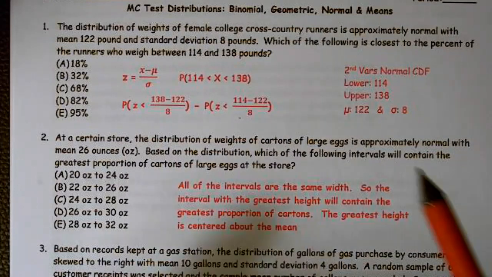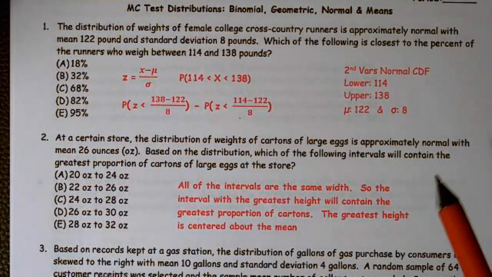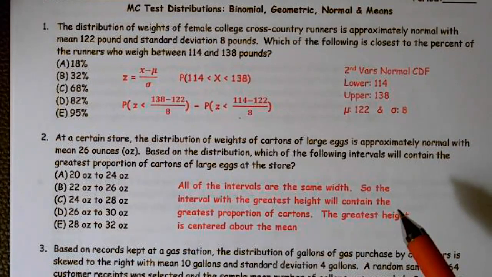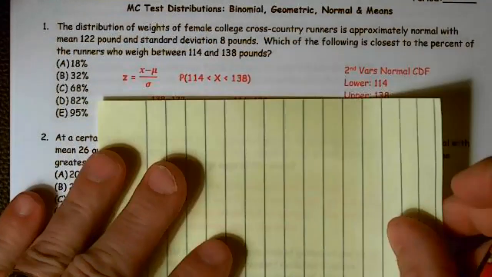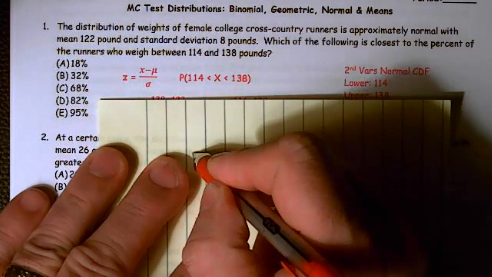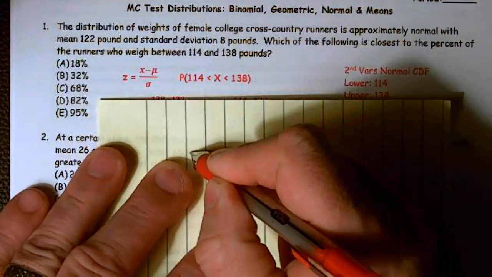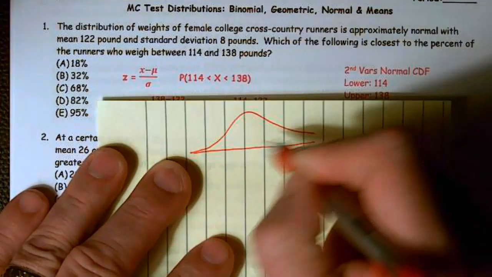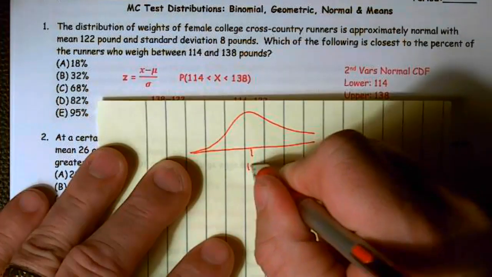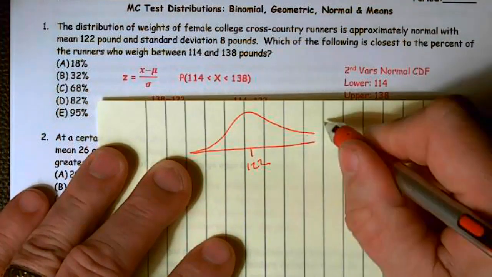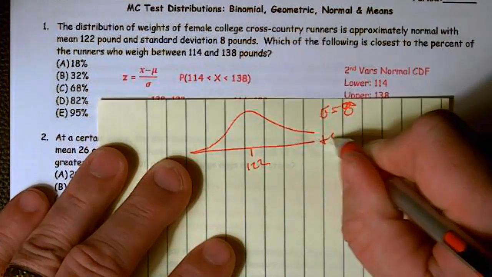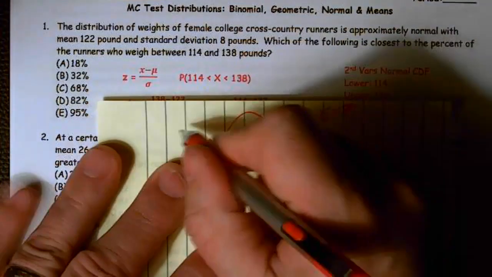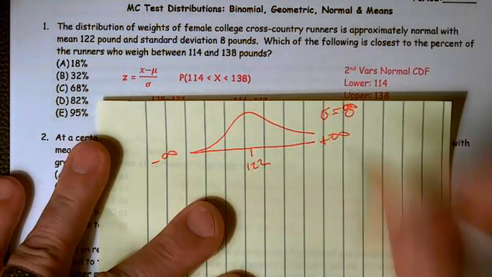So here we go. The distribution of weights for female cross-country runners is approximately normal, with a mean of 122 and a standard deviation of 8. Well, as soon as they tell me that, I need to be drawing my graph. They're telling me it's normal, the mean is 122, and I'll make a note to myself, the standard deviation of 8. Of course, this goes to positive infinity and this goes to negative infinity.